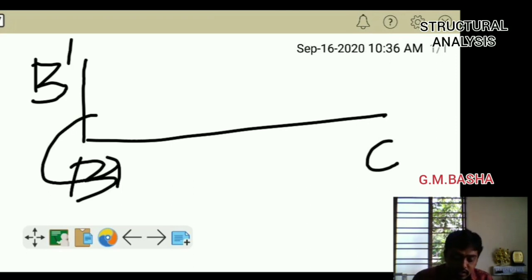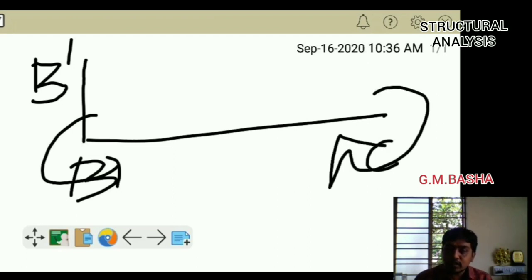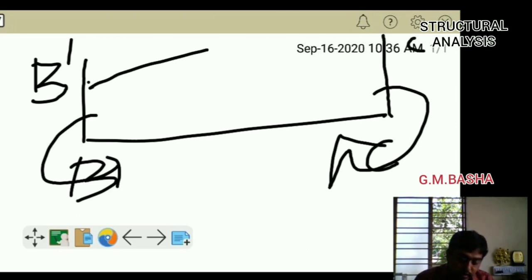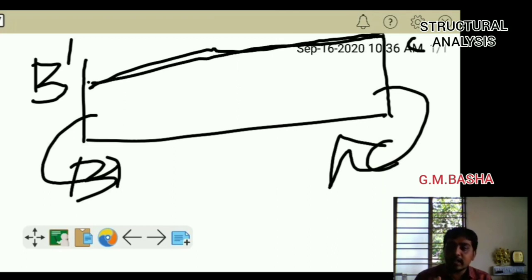Similarly, a clockwise moment is applied at the C position. How much will it be? Some 45 kilonewton meter. So that C will be moved to some C dash. So if you club those two, you will get B dash, C dash like that.